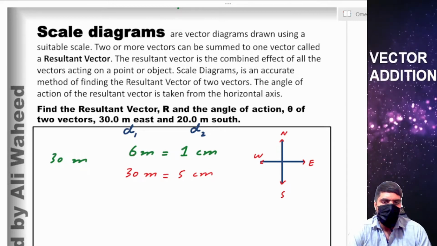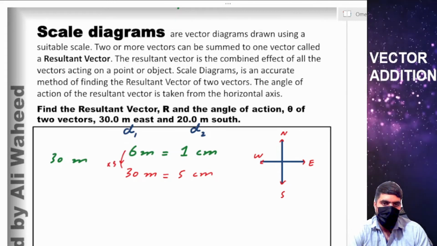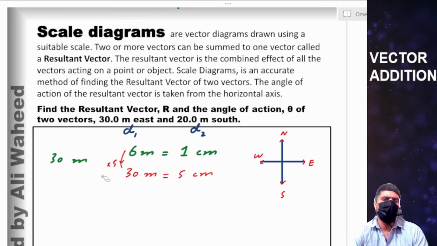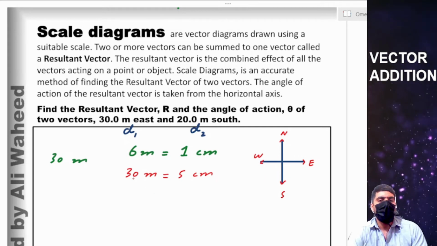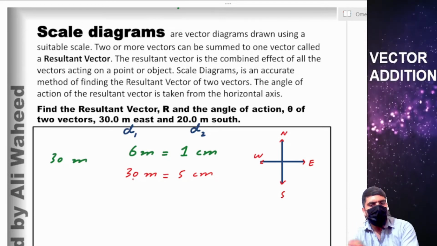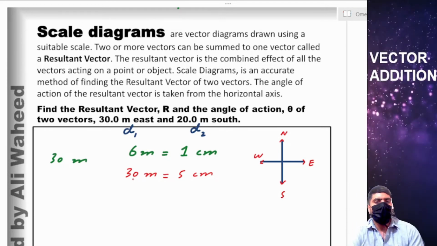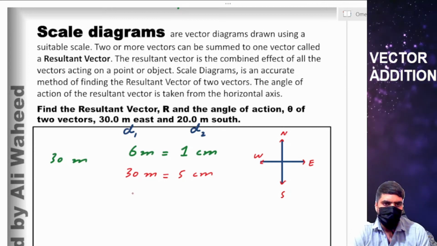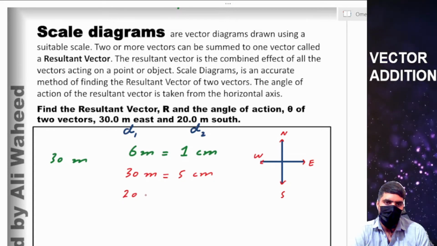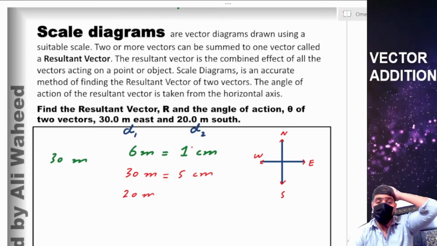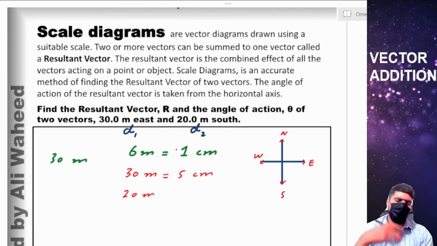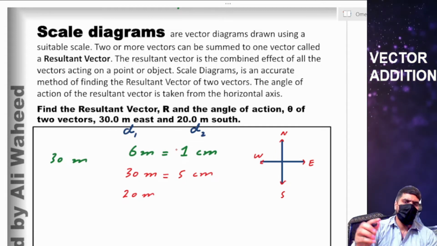All right, because 6 fives are 30, you have to multiply 1 by 5 as well, or you can simply cross multiply. And you would know that if 6 meters represents 1 centimeter, then 30 meters represents 5 centimeters. And when I need to draw a line of 20 meters, sorry, the other one is 20 meters. I thought it was just 18. For 20 meters, the scale would be in decimals. You can do it in decimals, but right now I'm not getting into that.